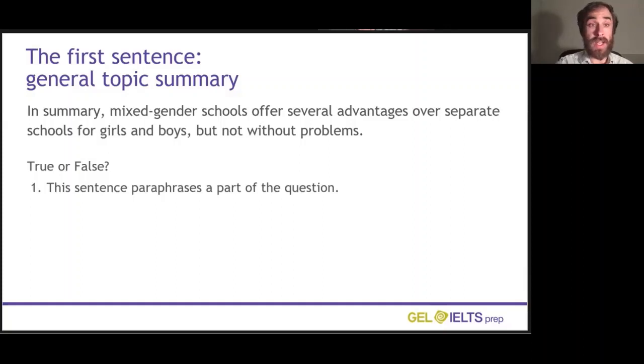Sentence number 1 is true. The first sentence of your conclusion should summarize the topic of the essay. The topic of your essay should come from the question. So if your essay has been on the correct topic, then in a way, your first sentence of your conclusion will paraphrase part of the question, similar to the introduction.